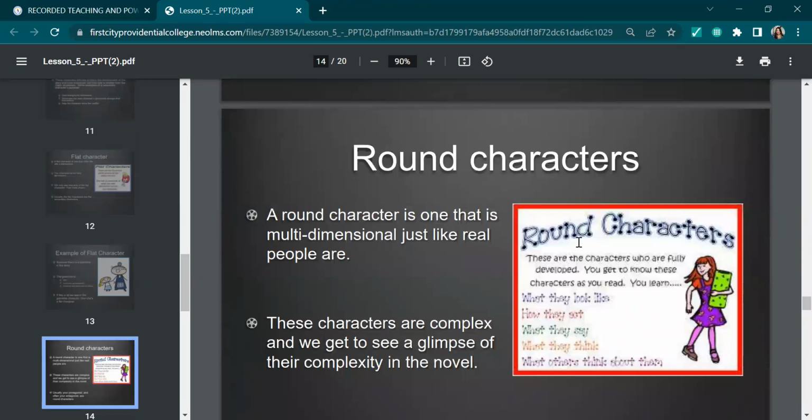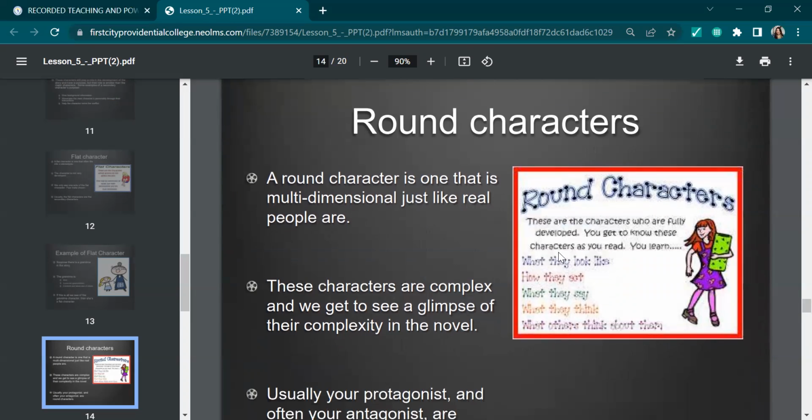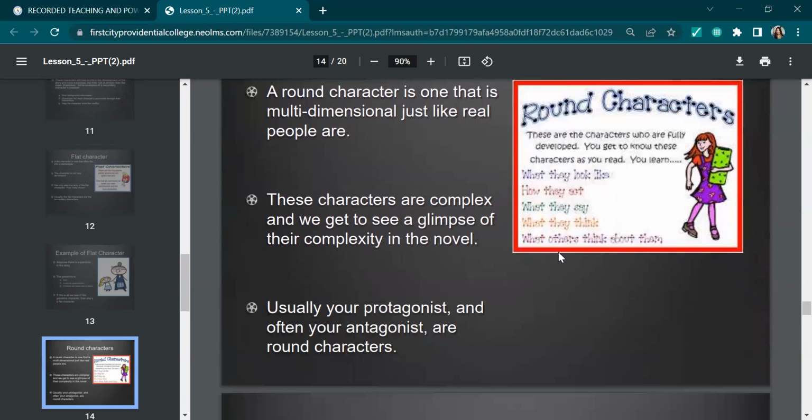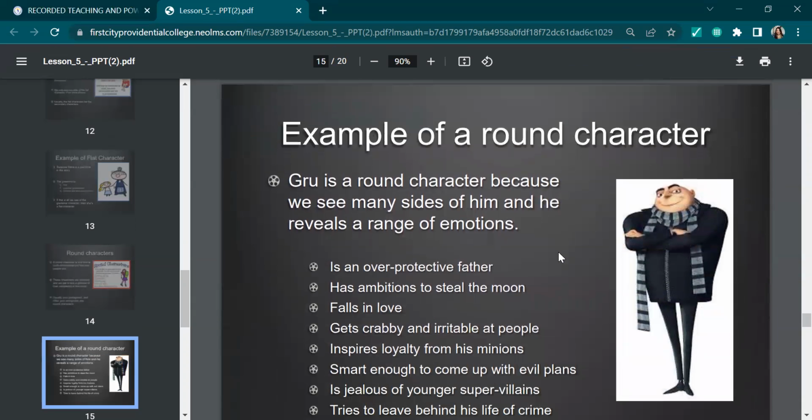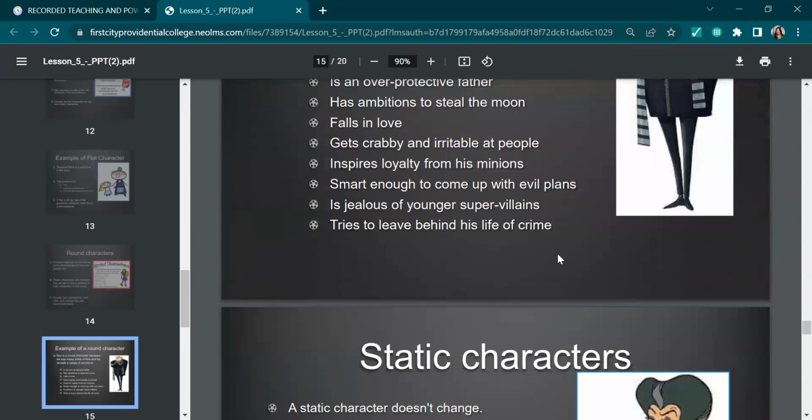After that would be the round characters. A round character is one that is multidimensional, just like real people. The round characters are the ones who experience character development. These characters are complex, and we get to see a glimpse of their complexity in the novel. Usually, our protagonist, and often our antagonists, are round characters. Example is Gru, okay? Because we see many sides of him, and he reveals a range of emotions.